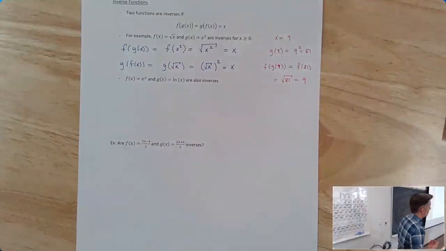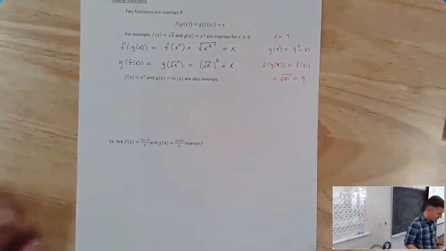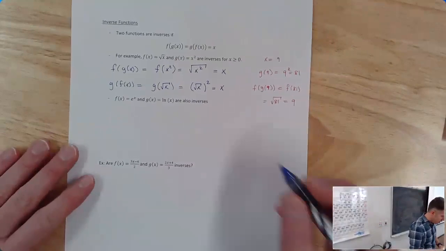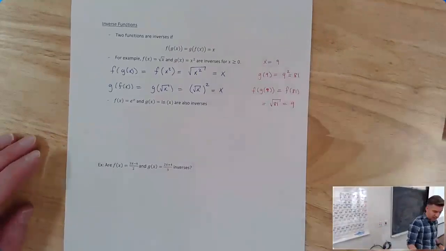So that is typically how we show that functions are inverses, by showing that both f of g of x is equal to x and g of f of x is equal to x. Let's look at a couple more examples. Also I should point out, because it is worth seeing, that graphically inverse functions have some neat things going on.